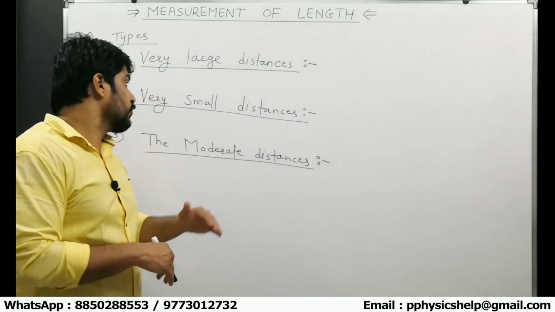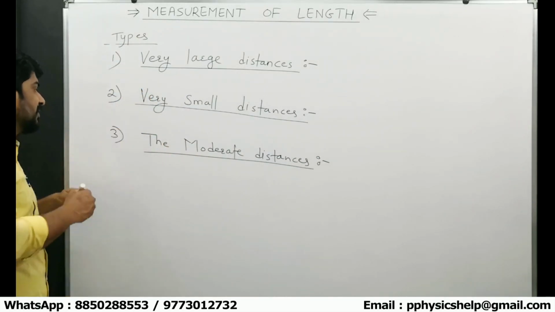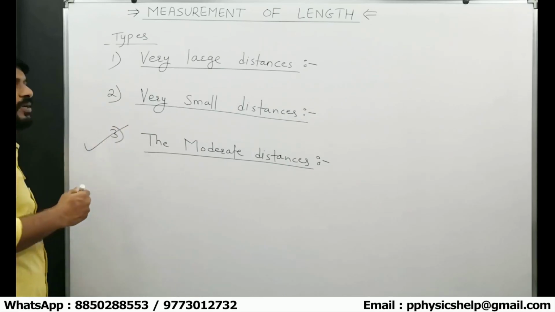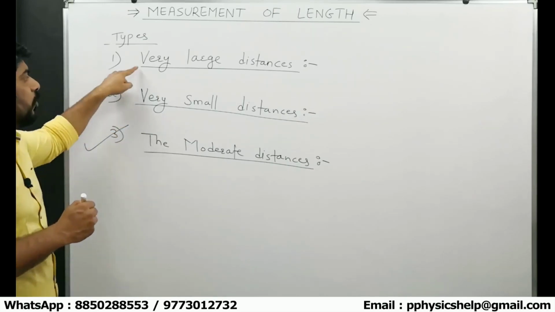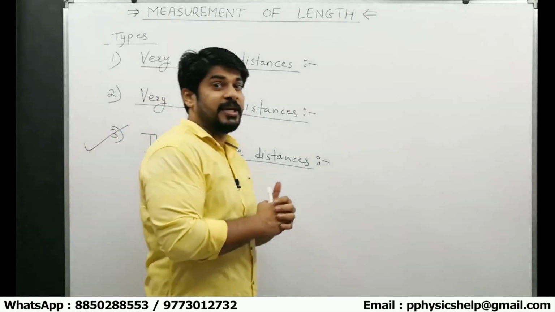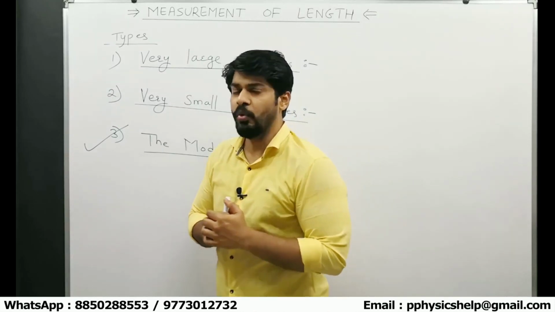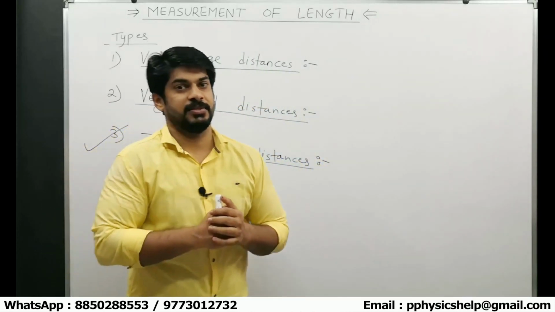The problem arises over here as we move up. Over here we have done this, that's pretty easy. This is the big problem over here. Very small distances, let's talk about that first. What do we mean by very small distances?